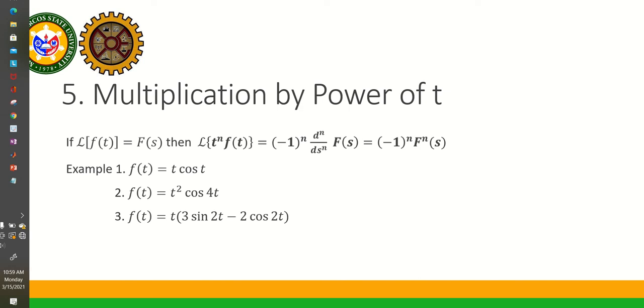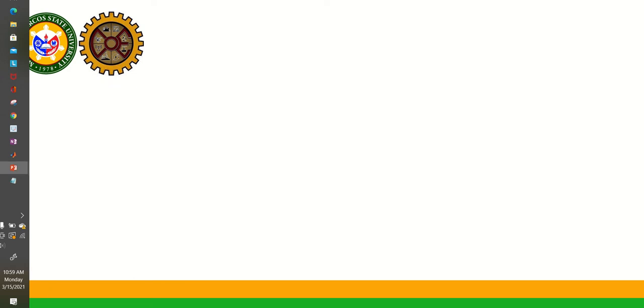So, let's try example number 1. f of t is equal to t cosine t. So, the first thing we should do is to identify what is the value of our n. Our n is equal to 1 since the exponent of our t is 1.